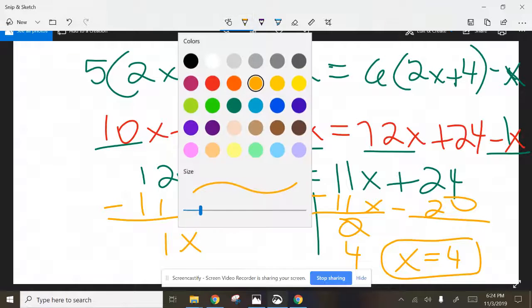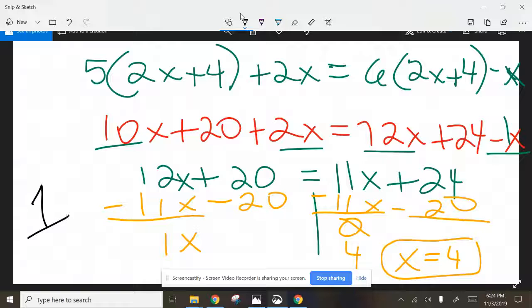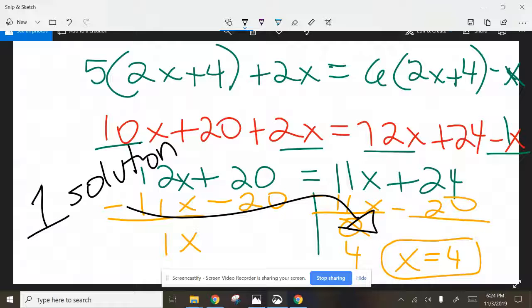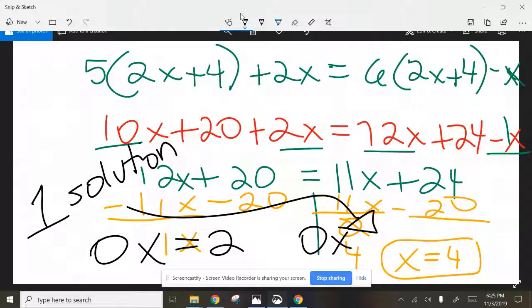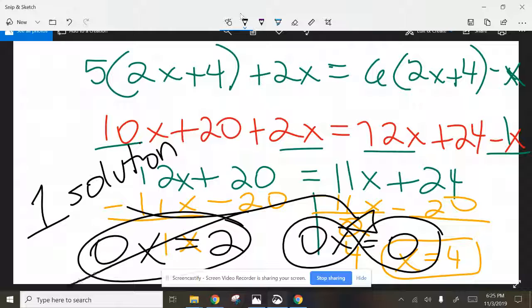How many solutions does this answer have? If I was to ask you how many solutions this has, one solution. And what is your one solution? It is that x equals 4. 4 is your one solution. There's either infinite solutions when both sides equal the same thing, or you get no solution when you have something like 0x equals 2, or a number. Instead of 0, if you had 0x equals 0, that's your infinite. And then 0x equals 2, that's no solution.